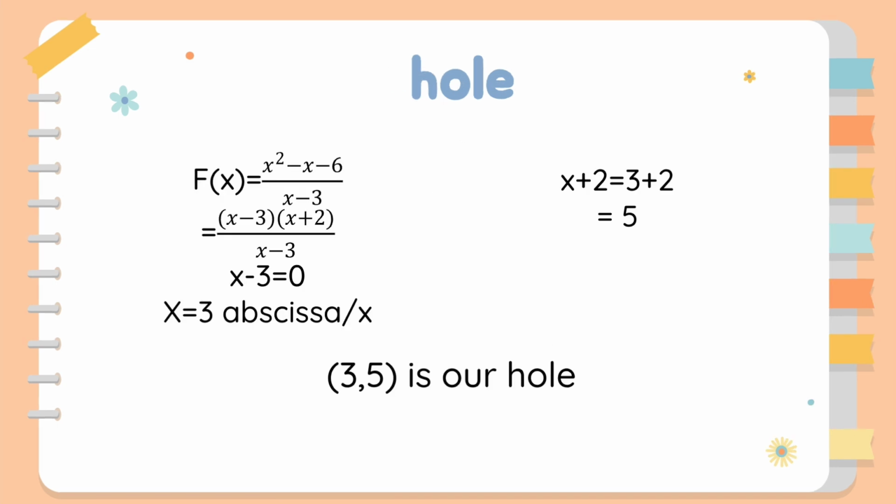And lastly, the hole. F of x equals x squared minus x minus 6 over x minus 3, which is x minus 3 times x plus 2 over x minus 3, which has the common factor x minus 3. Thus, we're going to cancel that common factor. X minus 3 equals 0, so x equals 3 is the abscissa, the x used to get the y. We're going to take the remaining numerator, x plus 2, then substitute the value of x, which is 3, so it becomes 3 plus 2 equals 5. So 3, 5 is our hole.